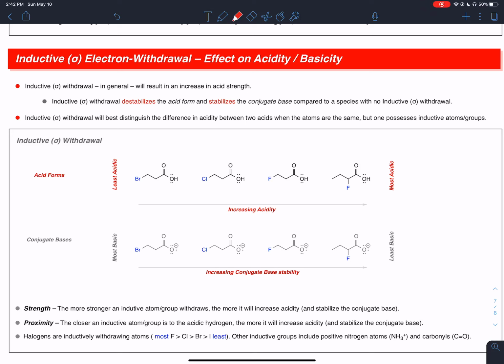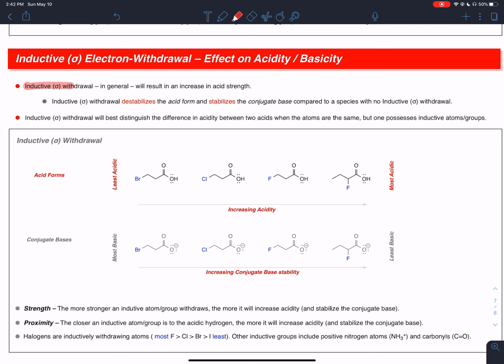Hi everyone, in this video segment we will be covering inductive electron withdrawal and its effect on acidity and basicity. Quick preface here, in the last two segments we talked about electron withdrawal via resonance and electron donation via resonance. Here we are talking about an inductive effect, which is pertaining to sigma electron density, okay? Resonance is all about pi electron density, inductive effects are sigma electron effects.